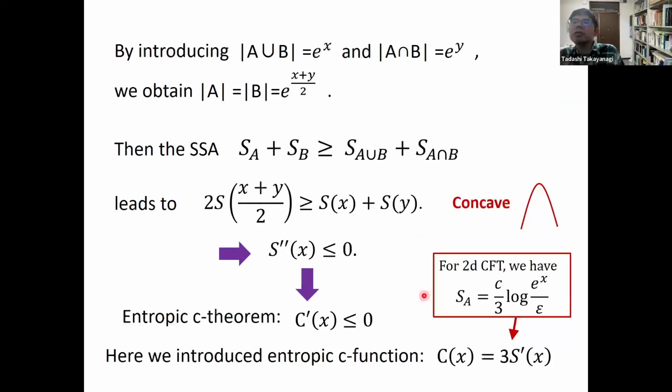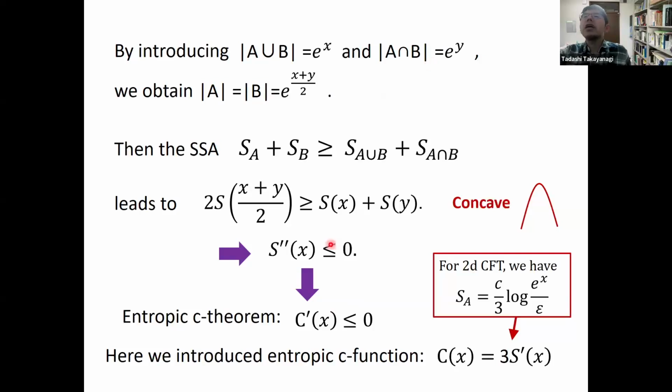It's called the c function, and this means the second derivative. That means the derivative of the c function. So we define the c function this way, right? Then the derivative of that is negative, non-positive. That means it is always decreasing, right? And under RG flow, this gives a nice entropic argument.